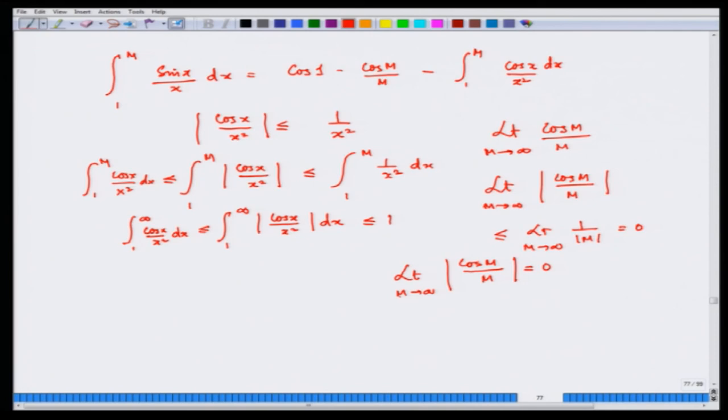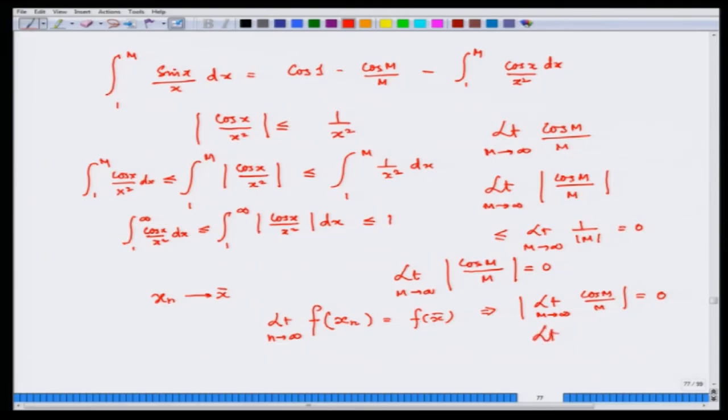Observe that when you have a continuous function, we have learned while we were talking about continuous functions, if x n is a sequence going to x bar and the function is continuous at x bar, then if you take the limit of f of x n, you will have f of x bar, whatever sequence you take going to x bar. This is the meaning of continuity. Which means I can actually take the limit inside. So, the modulus function or absolute value function is a continuous function, so I can take the limit inside. So, the limit as m tends to infinity of cos m by m is 0. Now, if the absolute value of something is 0, that thing must be 0, the distance from 0 is 0.